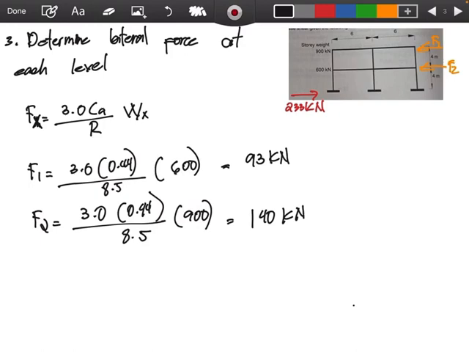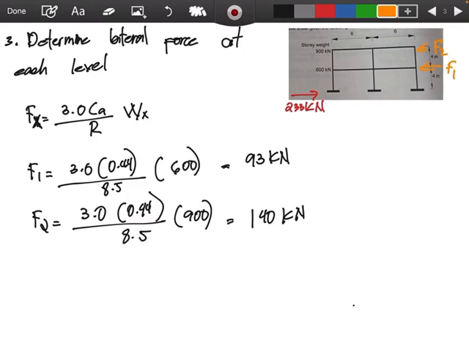I think the figure is mistaken here. This should be F2 and this should be F1. It should be lighter at the top because that is just the roof, and 900 should be at the first level. But it's already like that, so let's just follow it. So that's the distribution of forces. Actually, it is just ratio and proportion to its weight.